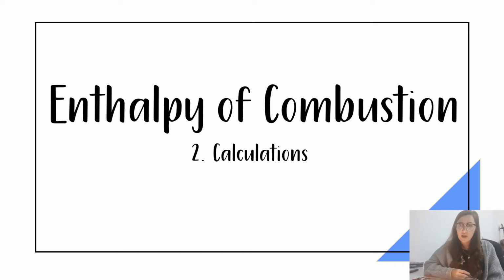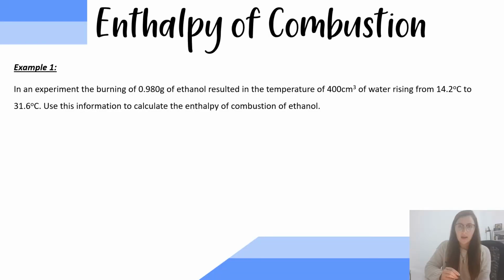Hi guys. So following on from the experiment that you did in class and the calculations that you've done based on your experimental results, what we're going to do today is practice some enthalpy of combustion calculations. So the first example in the pupil booklet says, in an experiment, the burning of 0.980 grams of ethanol resulted in the temperature of 400 centimeters cubed of water rising from 14.2 degrees to 31.6 degrees. Use this information to calculate the enthalpy of combustion of ethanol.